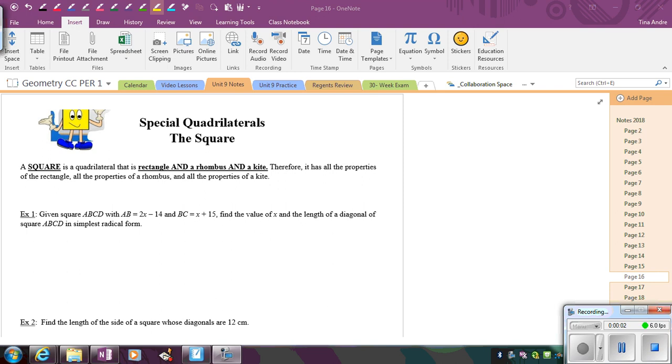In this lesson, we're going to learn about squares. So remember where squares are located on your flow chart. They're at the very bottom of the chart, meaning they inherit all of the other characteristics or properties from the other quadrilaterals on the chart.